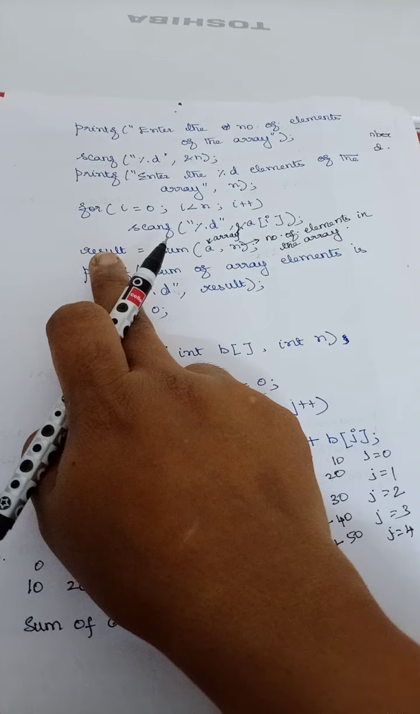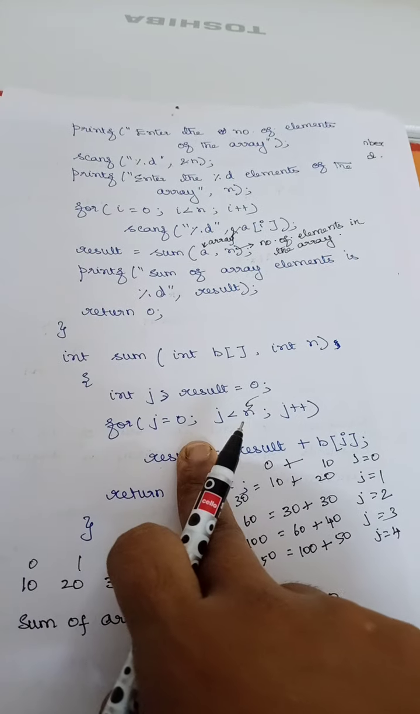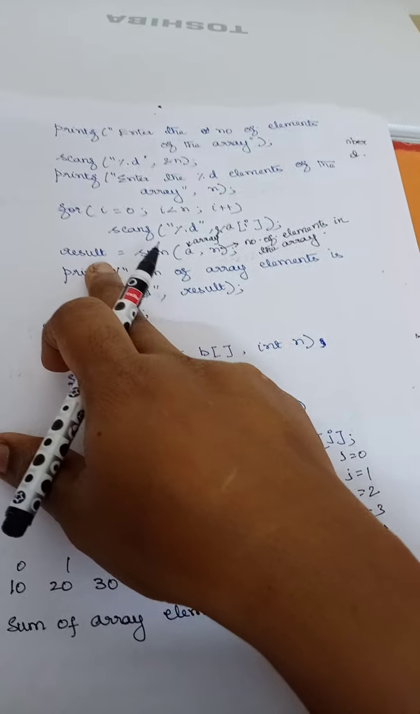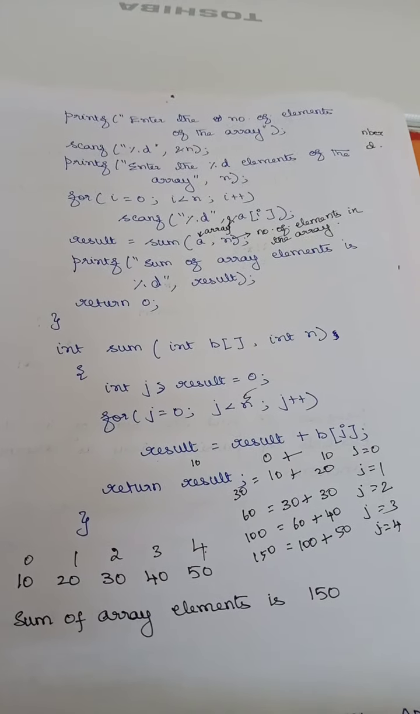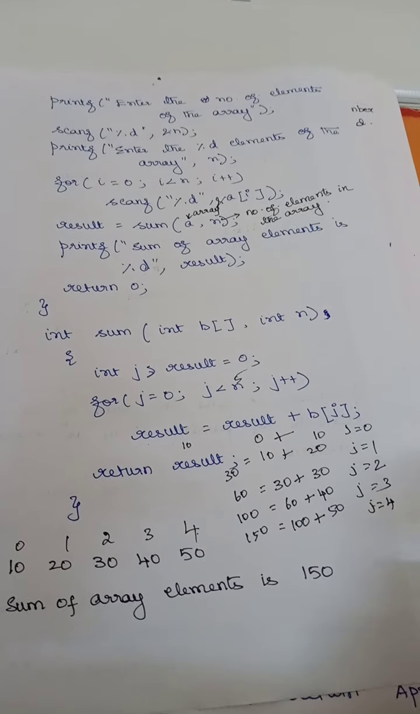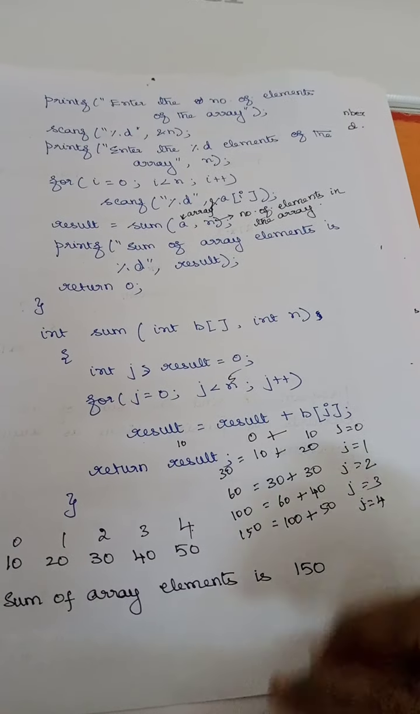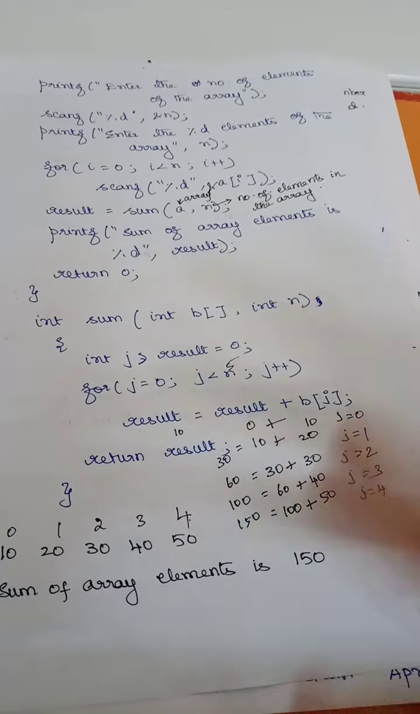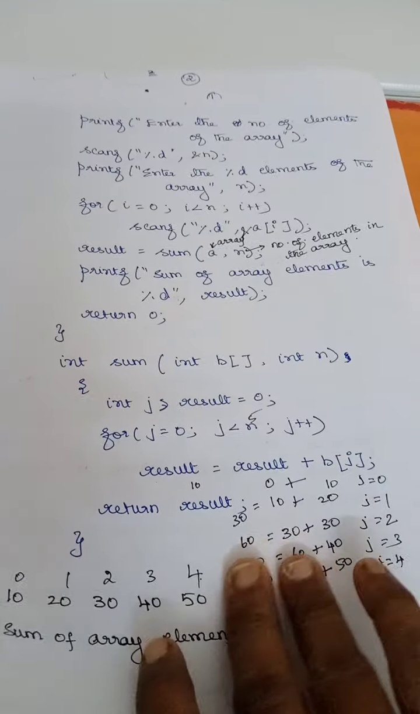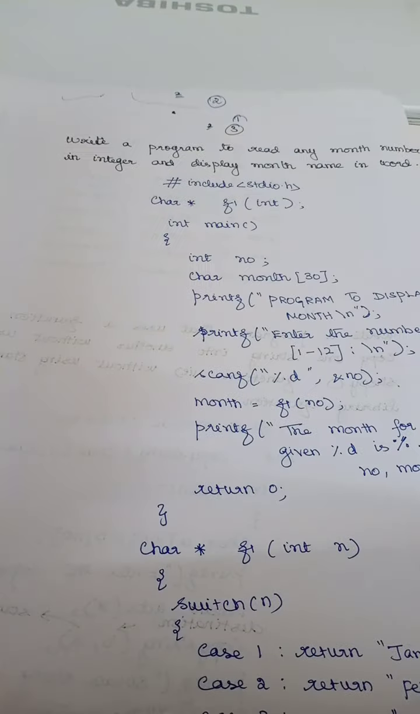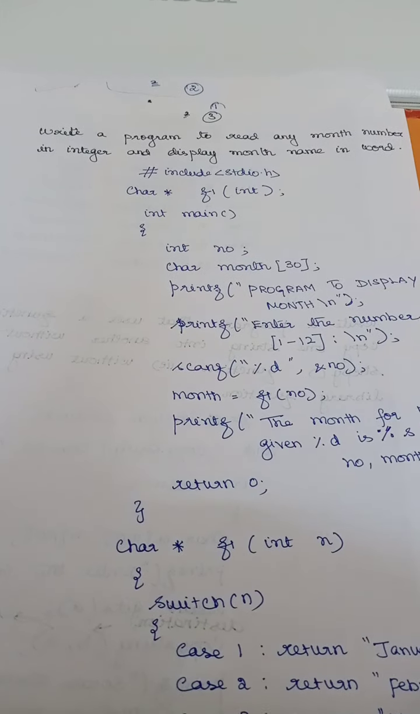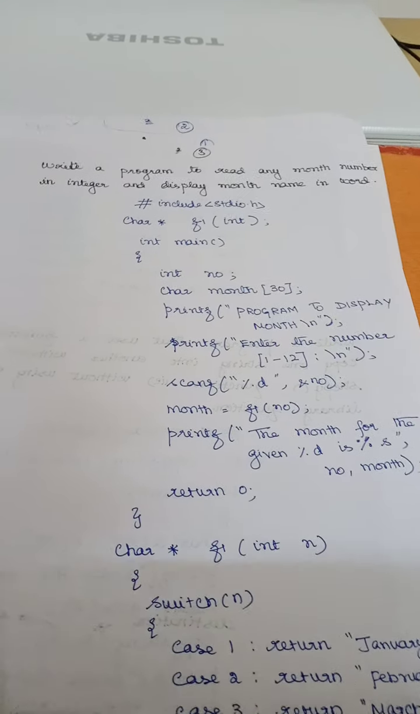Now I already told you this result is different from this result. Is that clear? This is a result present in main and this is a local variable that is present inside the sum. Right? Easy program. Just to recollect, and you should be familiar with the functions. For that I have taken this function. Right. We'll see the next program.